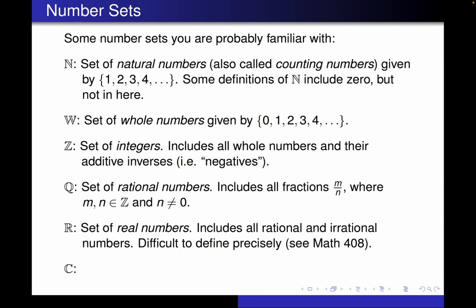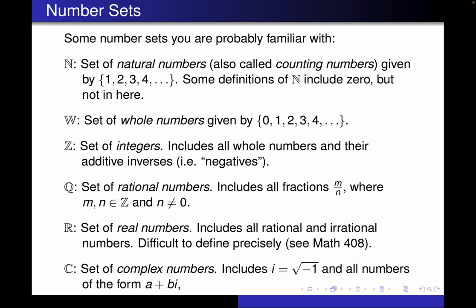C represents the complex numbers. Those include the square root of -1, which we denote by i, and all numbers of the form a plus bi, where a and b are real numbers.